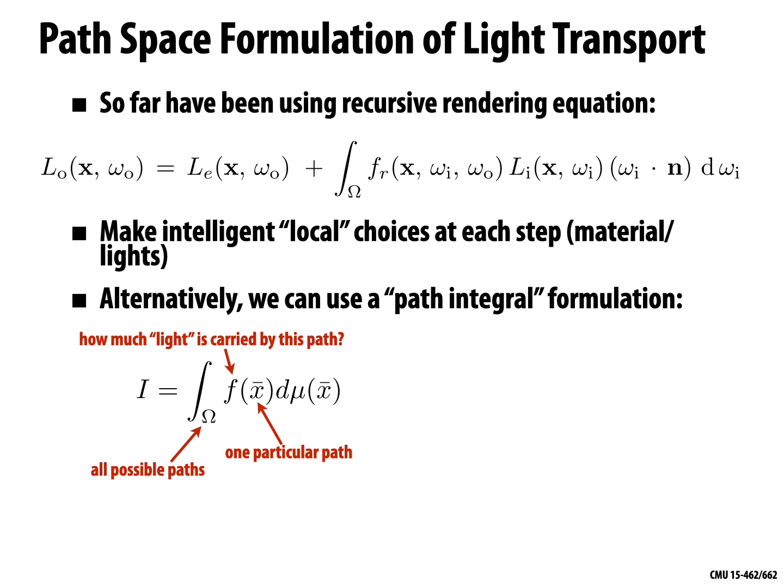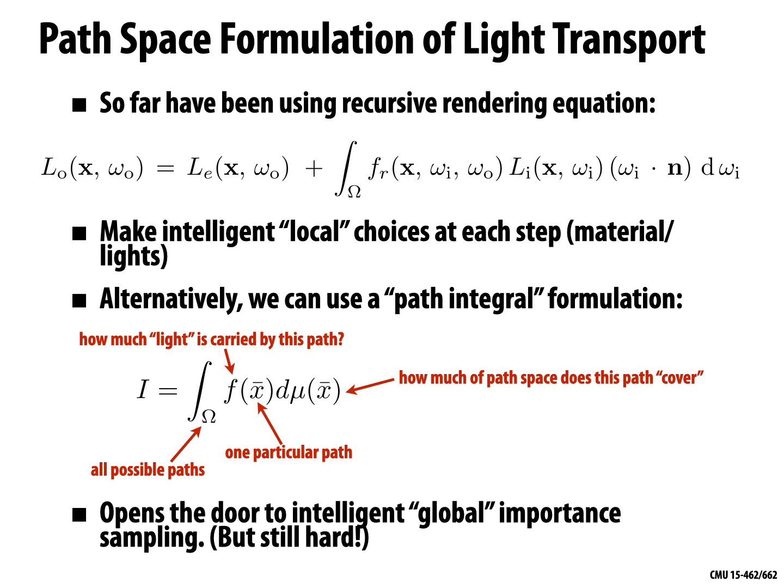Right? So it's any light that came out of the light source, and then at each bounce modulated by the reflectance function, maybe adding some emission on the way there. And then we have this tricky question of, well, how much of the path space does this cover? How much does that contribute to our integrand? Okay, but this picture really opens the door to much more intelligent global importance sampling strategies. It's a really nice perspective. It's still hard to do. It doesn't immediately solve the problem, but it lets us think about this in a broader way.